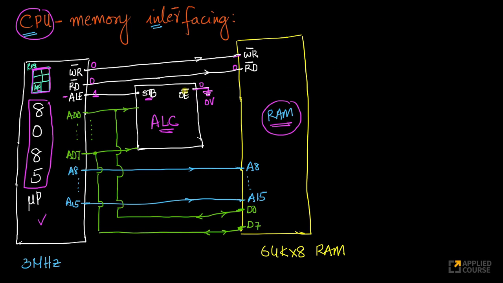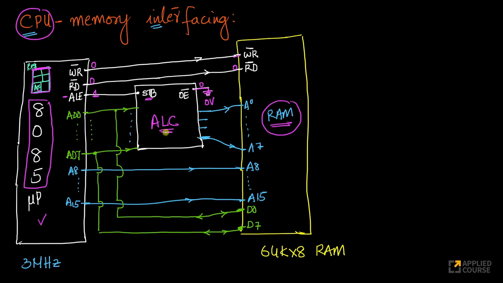I've connected the OE to ground, but I forgot to connect the output pins here. There will be a bunch of output pins also. Sorry, let me connect them. These output pins will connect to A0 to A7. So this is how it will flow. Let's look at this ALC. It has the strobe pin and the output enable pin. These are my input pins. Let's assume it has 8 inputs and 8 outputs. So these are my inputs and these are my outputs.